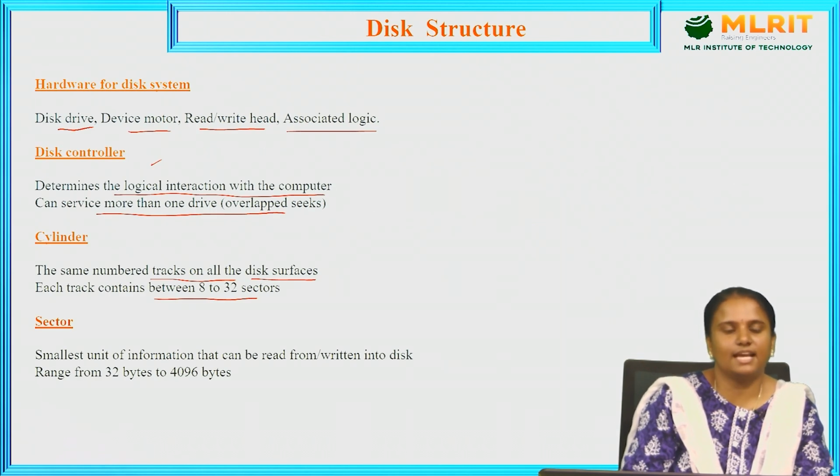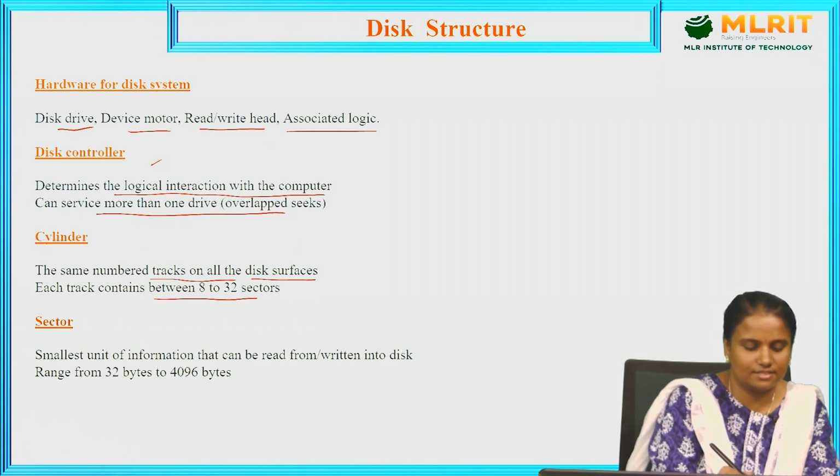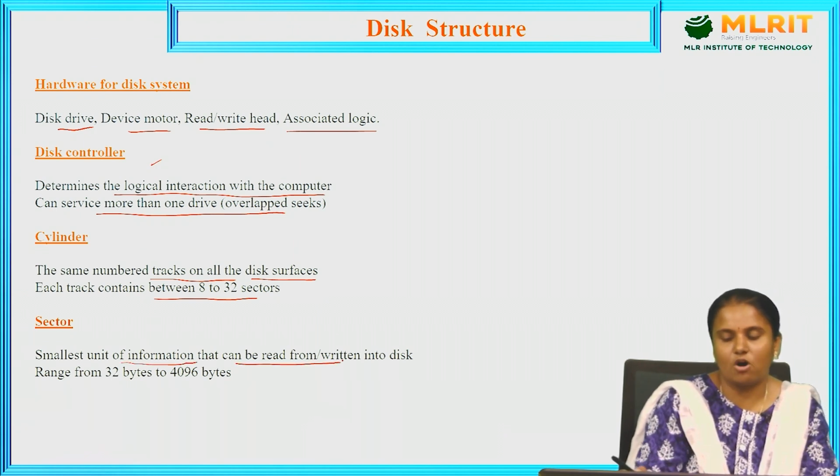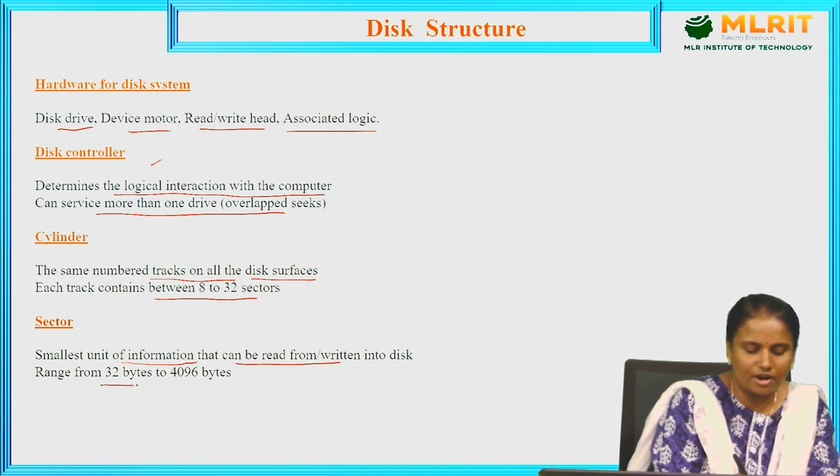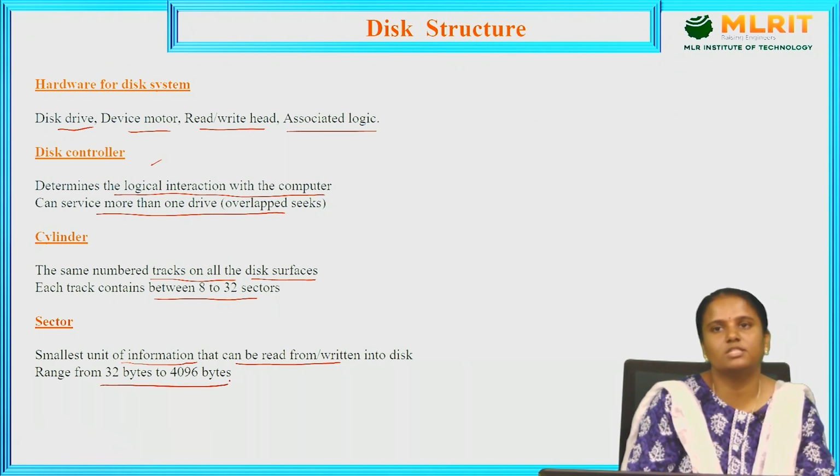And next, sector. What do we mean by sector in this disk structure? It is the smallest unit of information that can be read or written. The read write head positions over the disk, and the sector size ranges from 32 bytes to 4096 bytes, which can be read from or written to the disk. This is what a sector is.